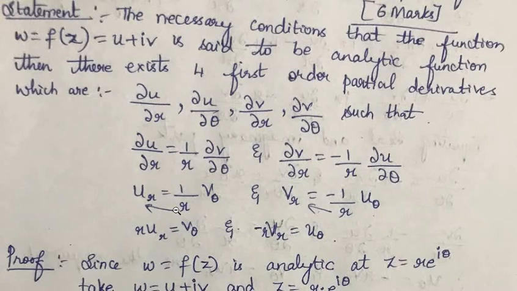And if you cross multiply, it will become r u_r = v_theta and -r v_r = u_theta. Now let us see the proof.